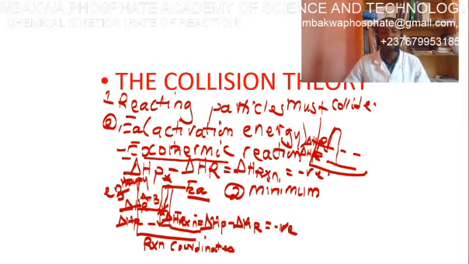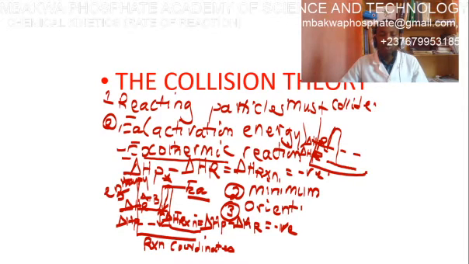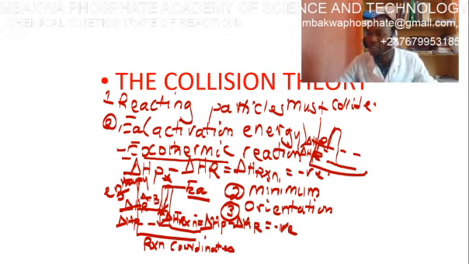Now, we want to move forward to the next point that the collision theory takes note of. If a reaction must take place, the reacting particles must collide with good orientation. Their orientation must be one that will produce a reaction, that will produce product. Yes, that's all we want to know about the collision theory.